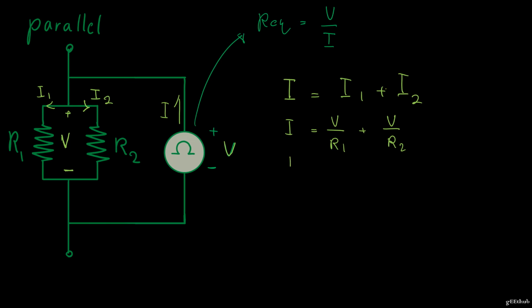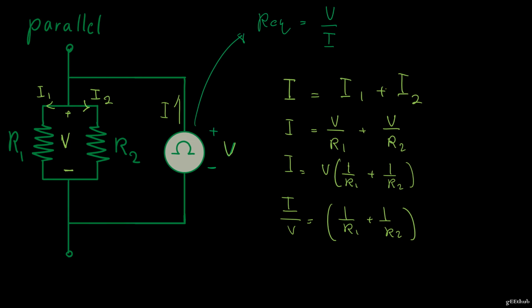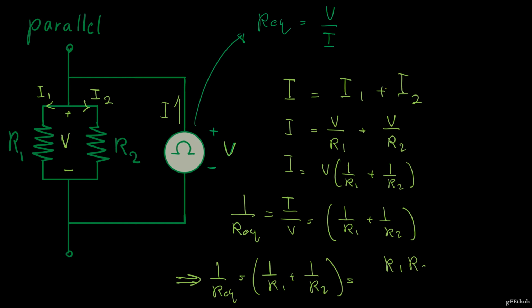And then I will factor out, and I'll say I over V is equal to 1 over R1 plus 1 over R2. And what is I over V? It's not R equivalent, it's 1 over R equivalent. So 1 over R equivalent is equal to 1 over R1 plus 1 over R2, which can be simplified to R1 R2 over R1 plus R2.